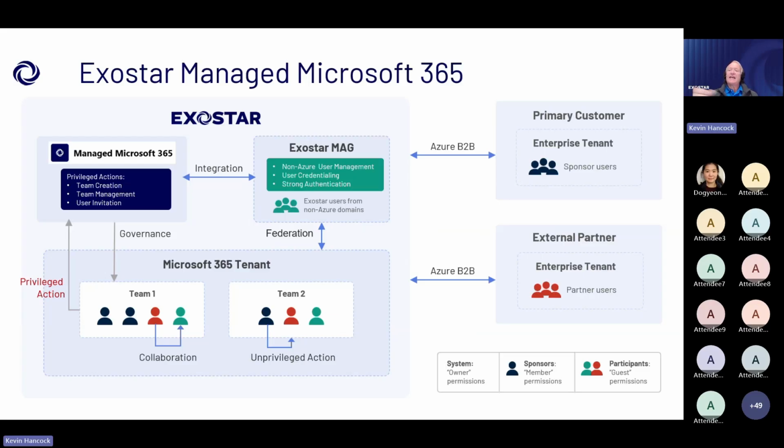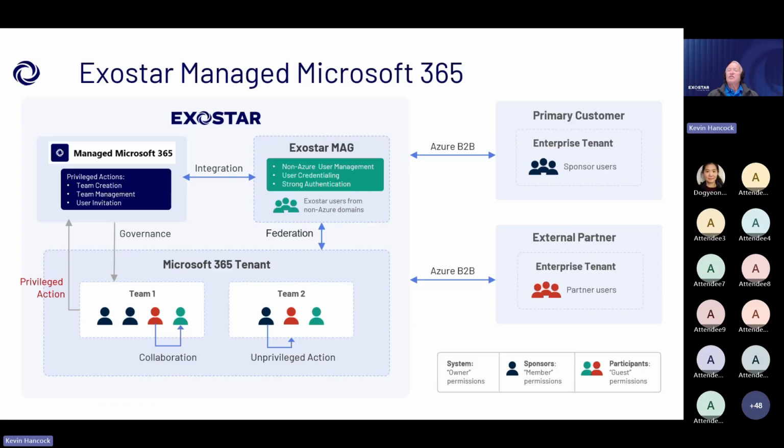The architecture is as you see here, and as I just explained, it is that single tenant stood up for an Exostar customer. It has this Exostar Managed Microsoft 365 application embedded within it. That federates it to the Exostar Managed Access Gateway. That is the identity and access management solution. Many of you use this today to get into supplier collaboration tools that you may be utilizing. It's the thing you're using to work with many companies today.